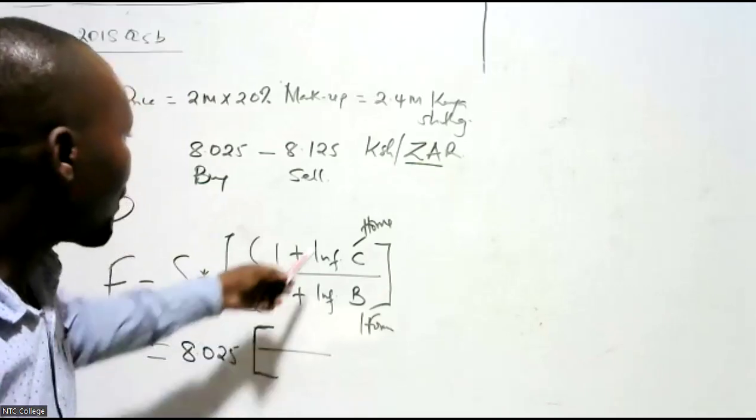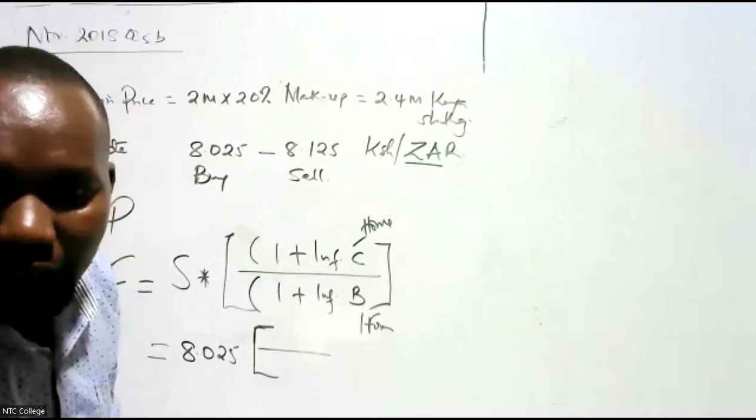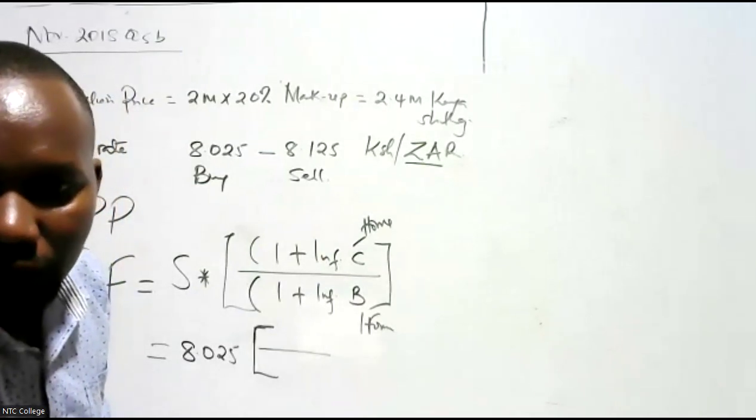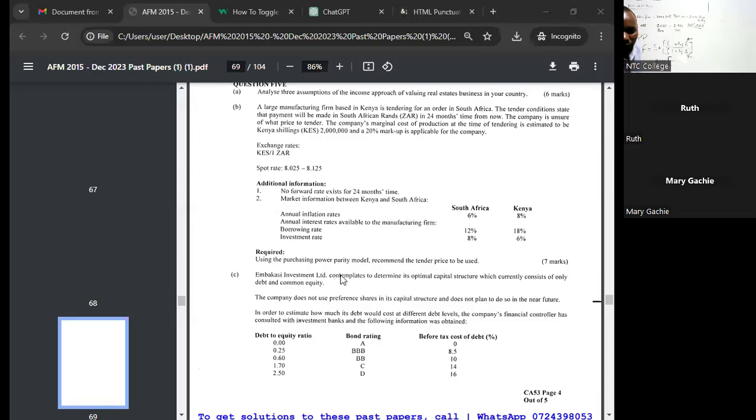Let's look at the rest now. Inflation for home, which is Kenya. Inflation for Kenya is 8. And then this other one 6. Sindio? 6, 8. So we are using inflation.